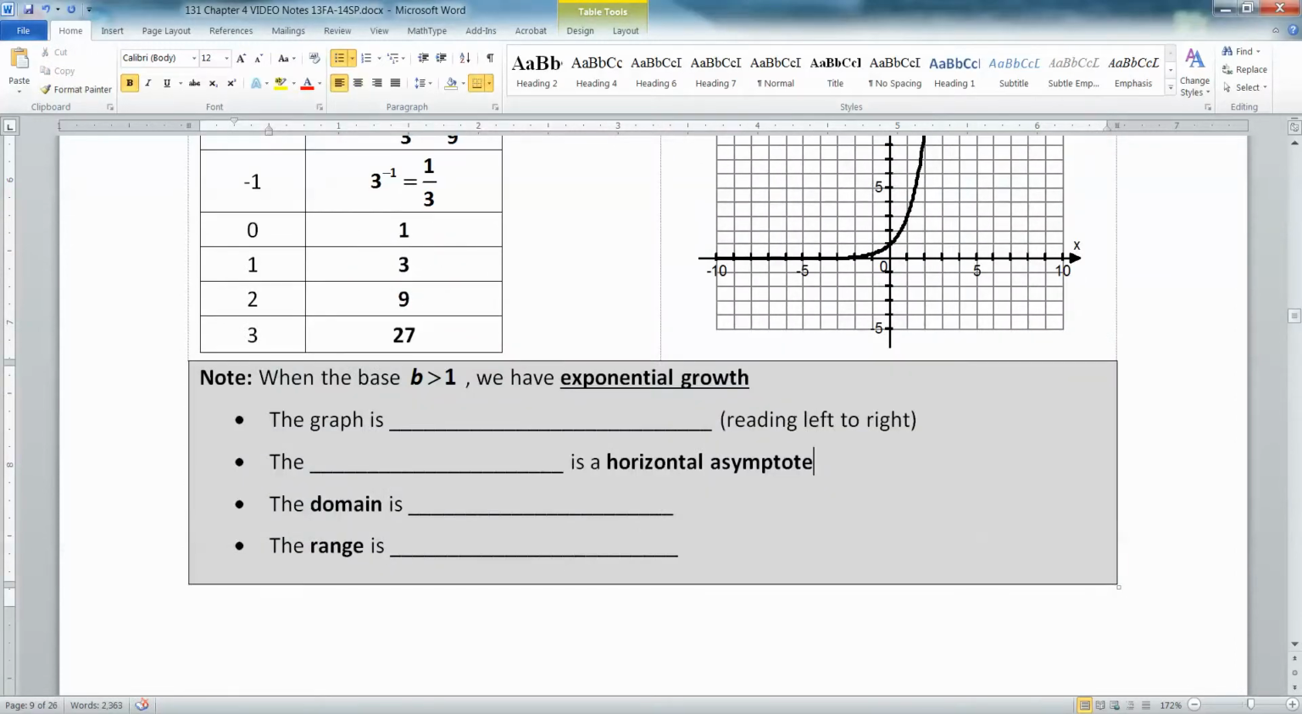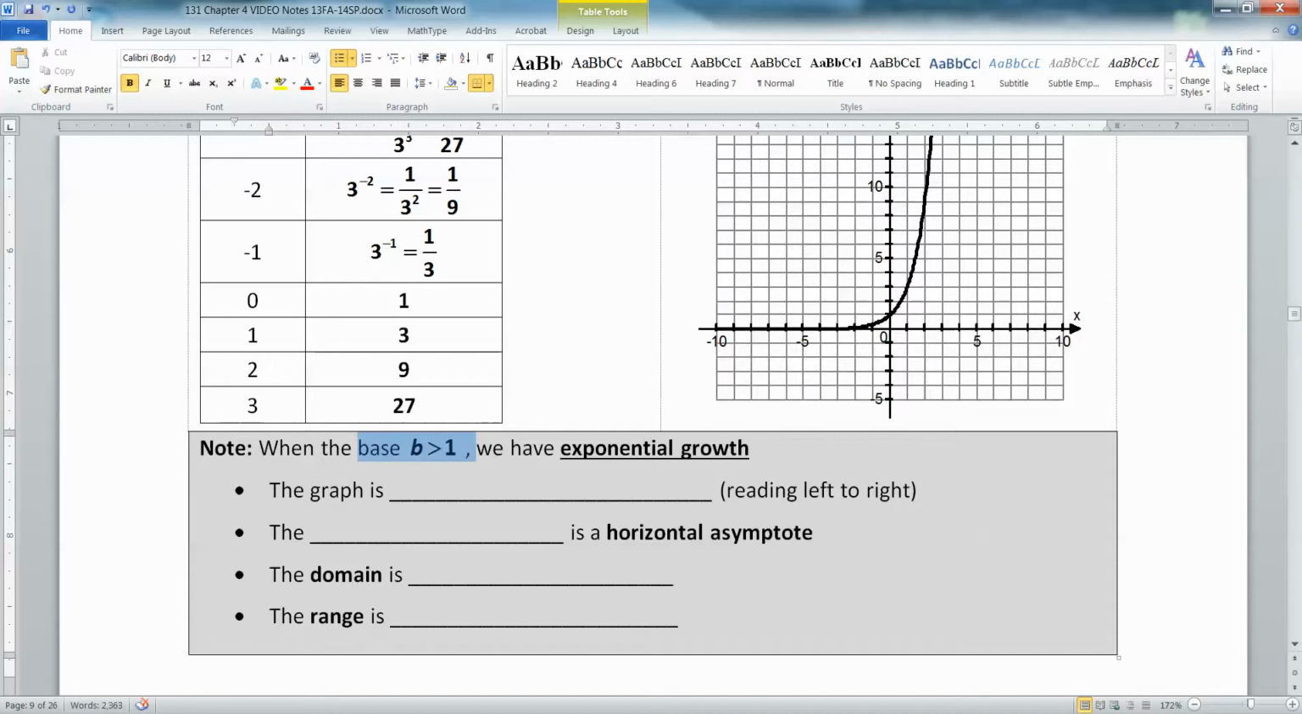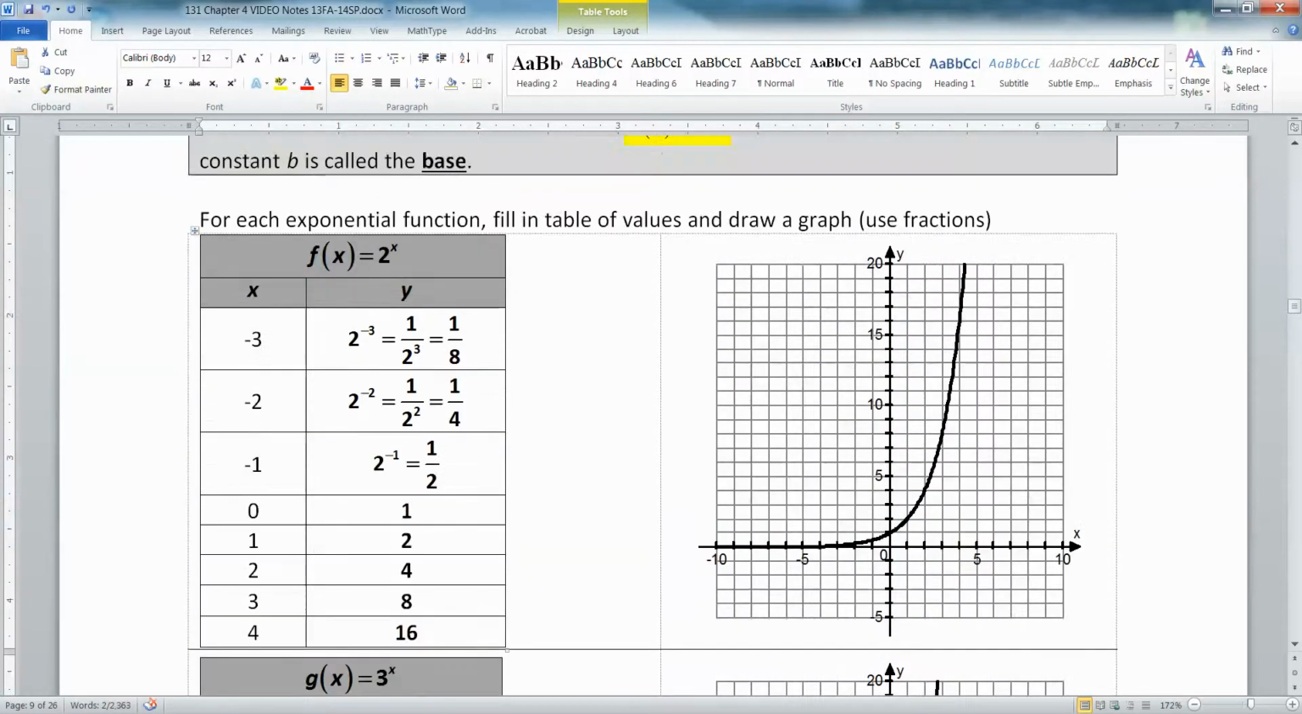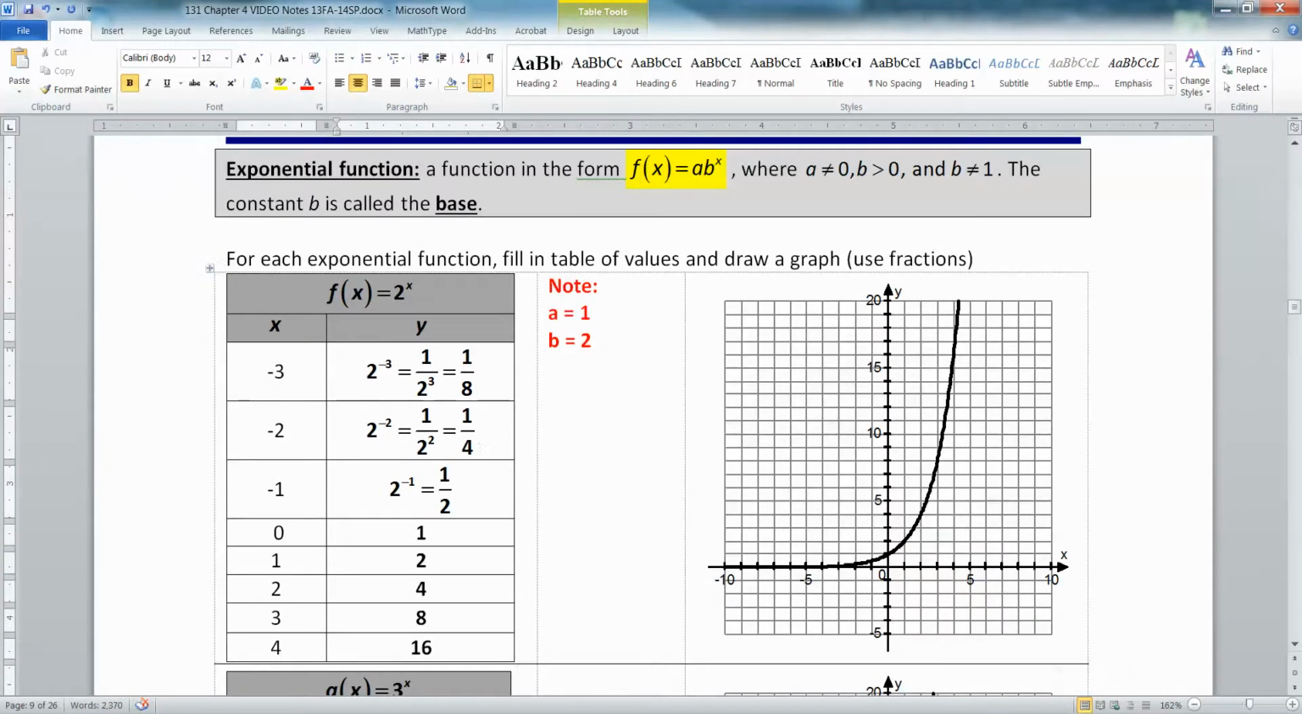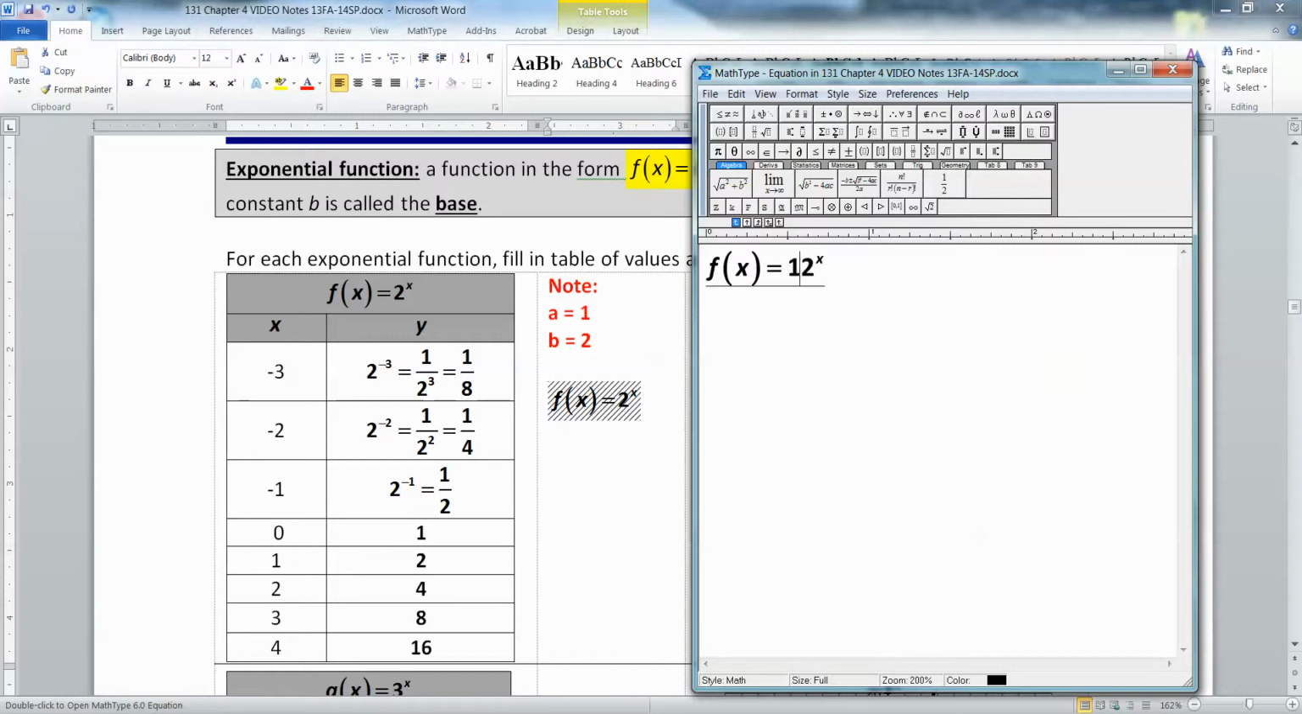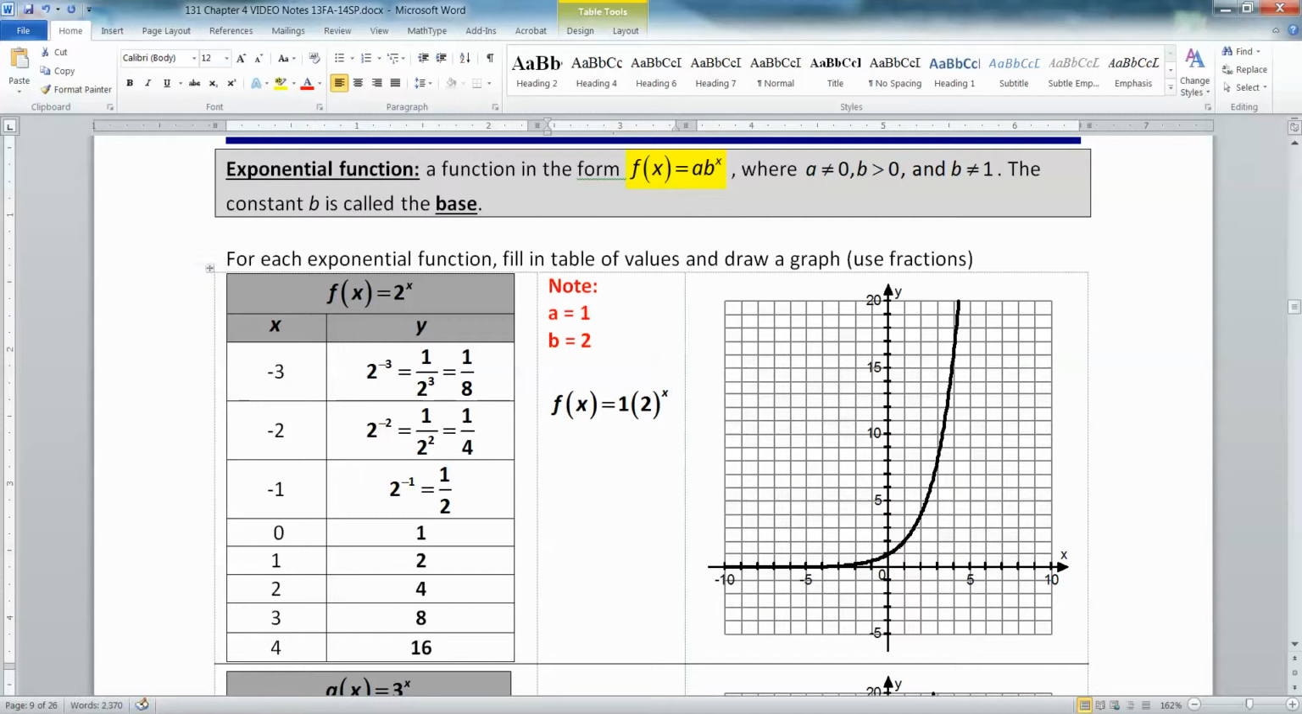Those are the questions. All right, so when the base b is greater than 1, which we had for these problems, this one here has a base equal to 2. Matter of fact, let me make a note over here somewhere. We want to make a note that a is equal to 1 because it's really 1 times 2 to the x, because you don't really see a number in front. So that's 1, and then b is 2. That'll become a little bit more important to us in a sec, but that's the general idea.